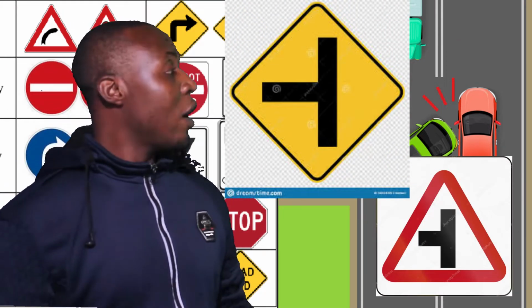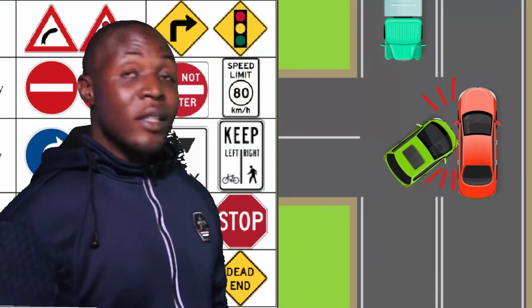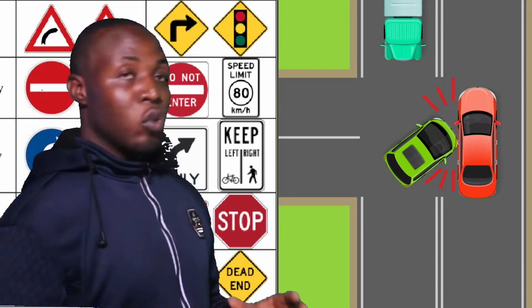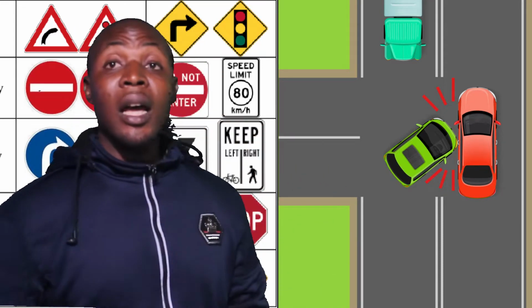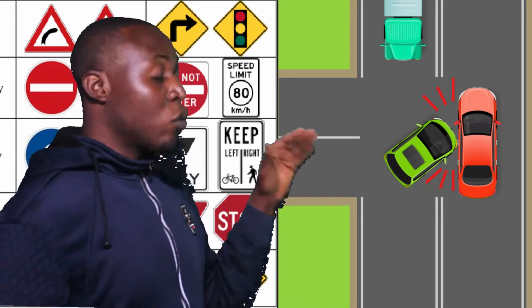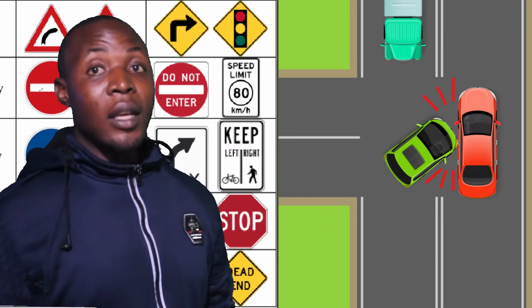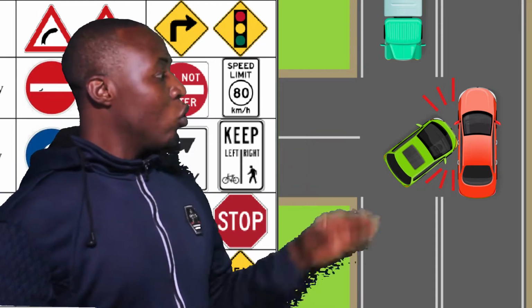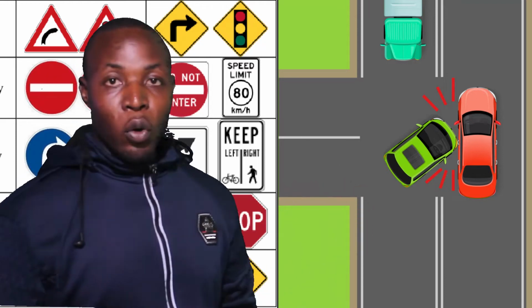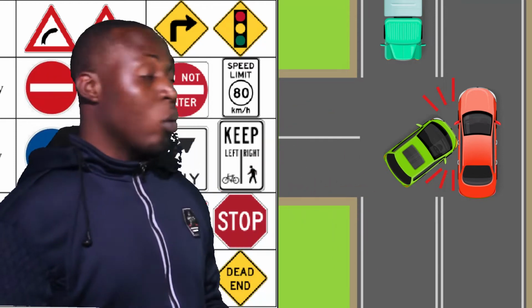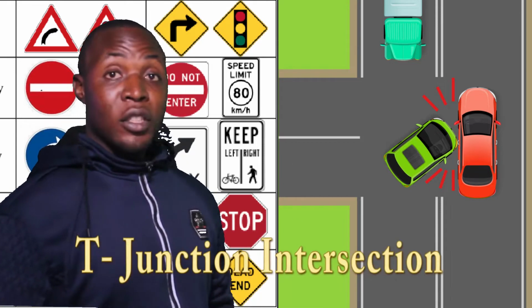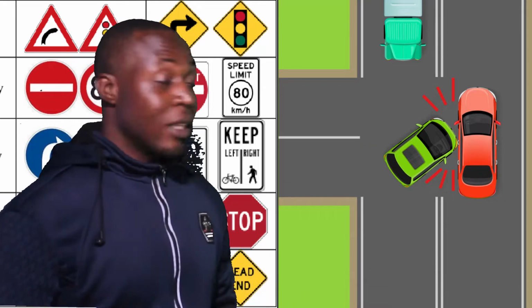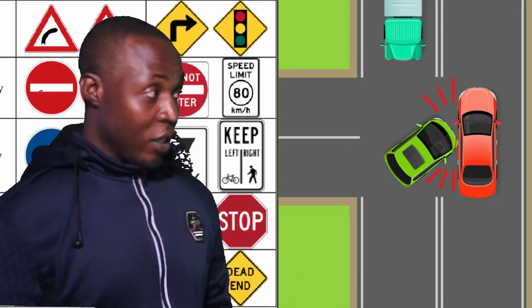Whenever you are driving towards the intersection, you have to take care. Whenever you are entering a T-junction, you do not just enter. If you just enter, you will find yourself in an accident or in trouble. Looking at the picture on the board, this is a driver who entered the T-junction without knowing that it was a T-junction, and this is the result, as you see on the screen.